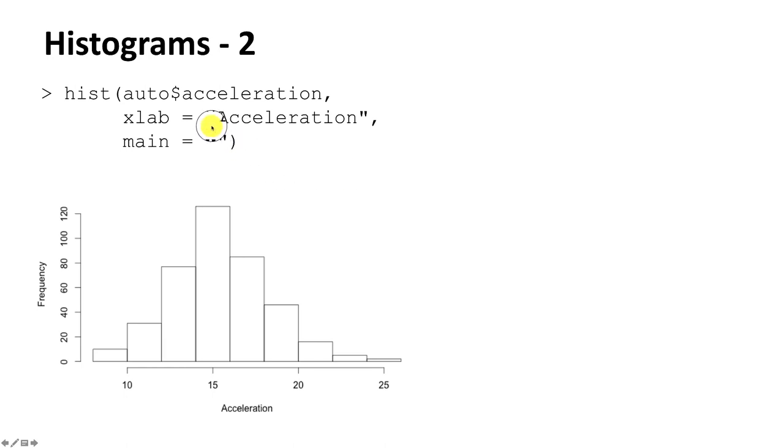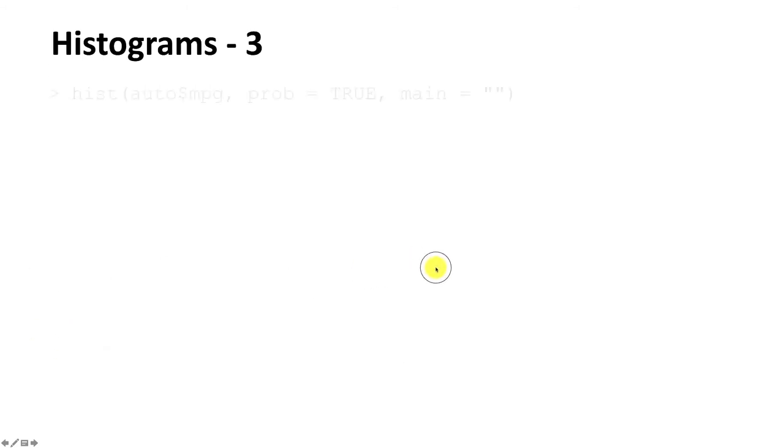Okay. So there's no main title. The x-axis label is acceleration. And y-axis, of course, is showing the frequency. So we want to leave it alone.